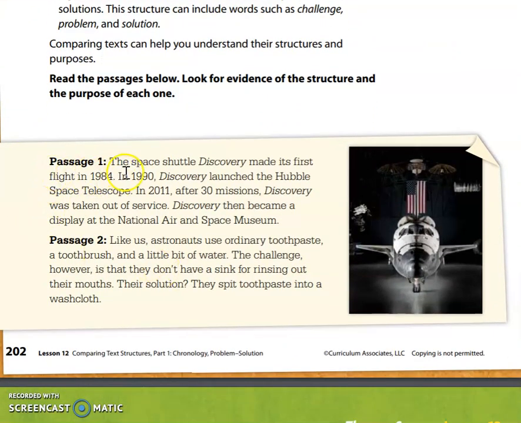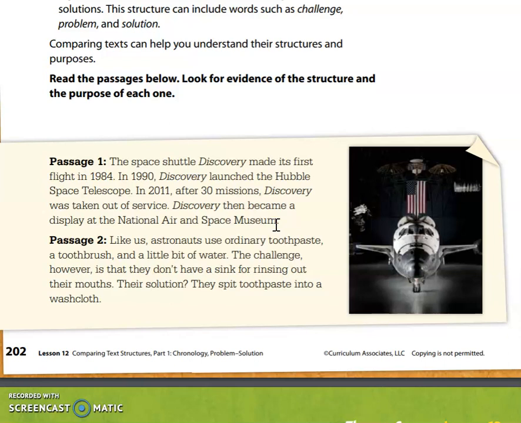Passage 1. The Space Shuttle Discovery made its first flight in 1984. In 1990, Discovery launched the Hubble Space Telescope. In 2011, after 30 missions, Discovery was taken out of service. Discovery then became a display at the National Air and Space Museum. Now I want you to think about what structure the author used in writing this. Was it chronological? Did it give us things in order? Or was it problem and solution? Did it give us a problem and tell us how the problem was solved?